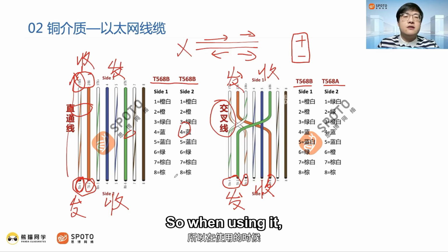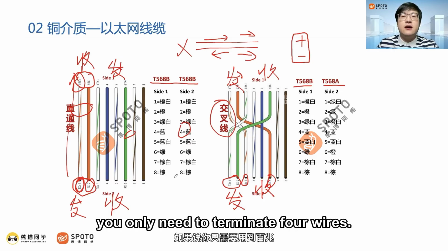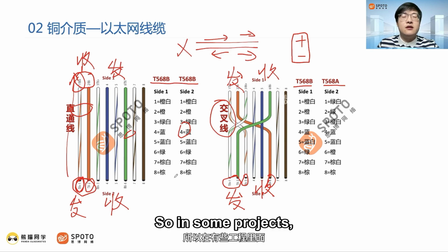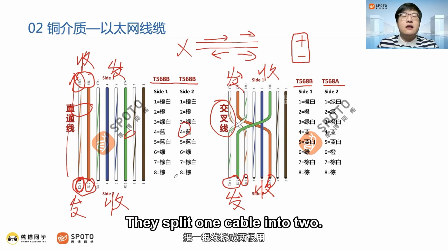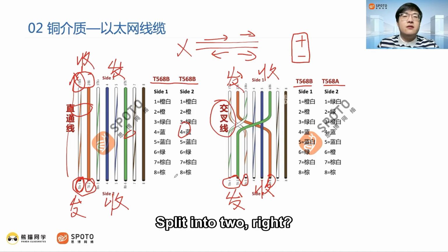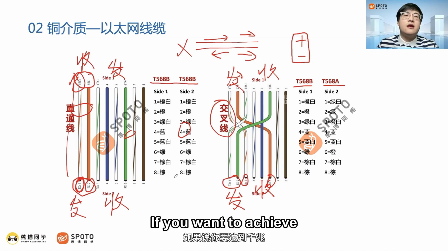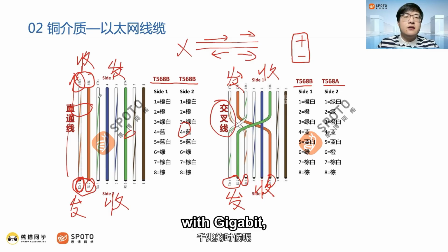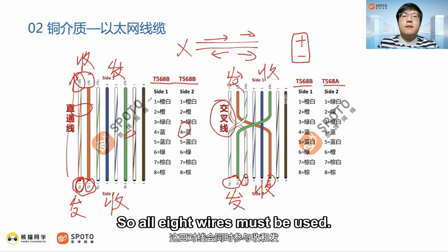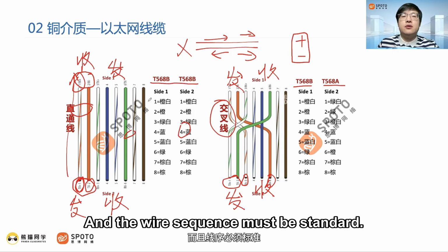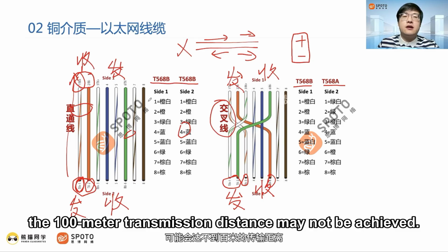So when using it, if you only need 100 megabits, you only need to terminate 4 wires. So in some projects, some engineers split one cable into 2 to achieve 100. If you want to achieve gigabit, all 4 pairs transmit and receive simultaneously. So all 8 wires must be used, and the wire sequence must be standard. If it is not standard, the 100-meter transmission distance may not be achieved.